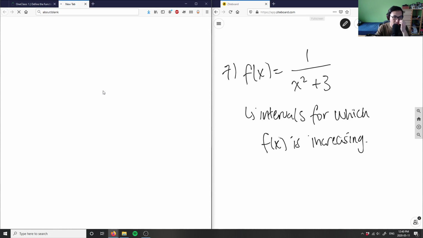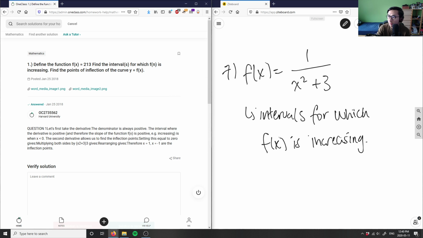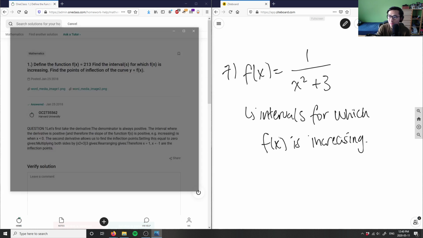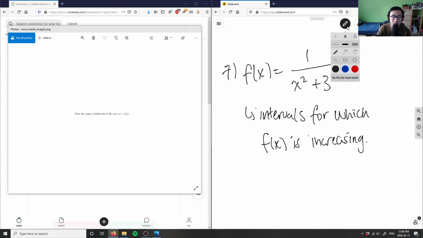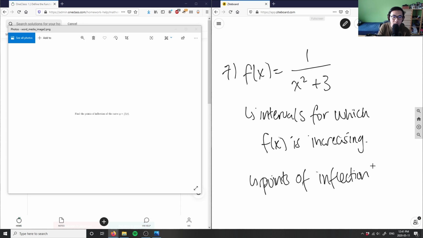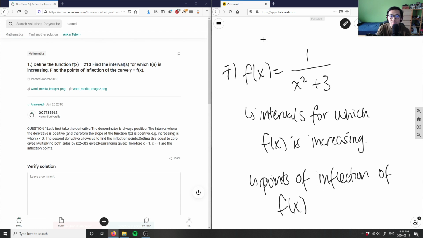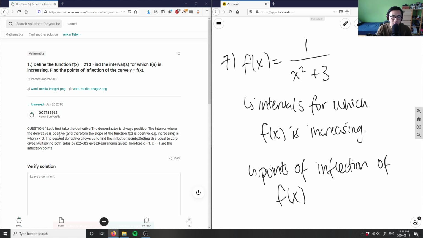And then it's also saying I have this other image file. Let me download that quickly. And this is asking us to find the points of inflection of y equals f of x. So I also care about the points of inflection of f of x. Okay. So this here is, again, a calculus question as always. And this is an incomplete solution here, but basically they had the right logic. So let me just do this problem here.